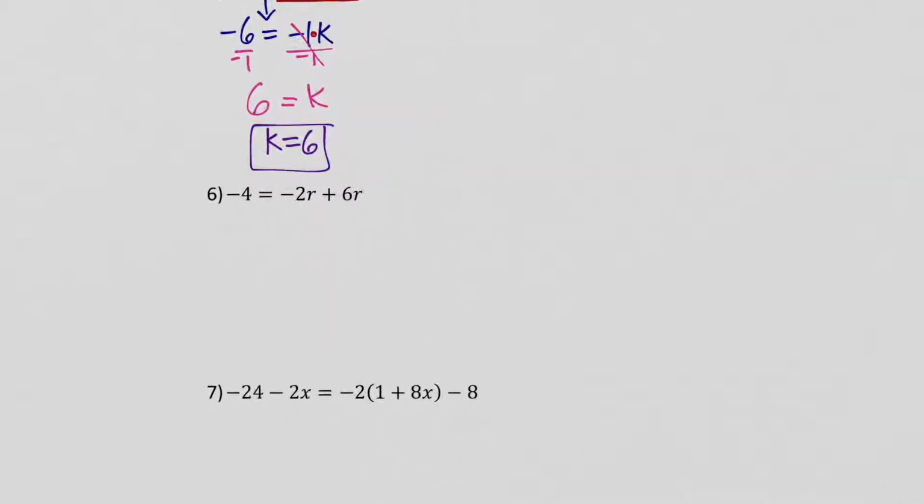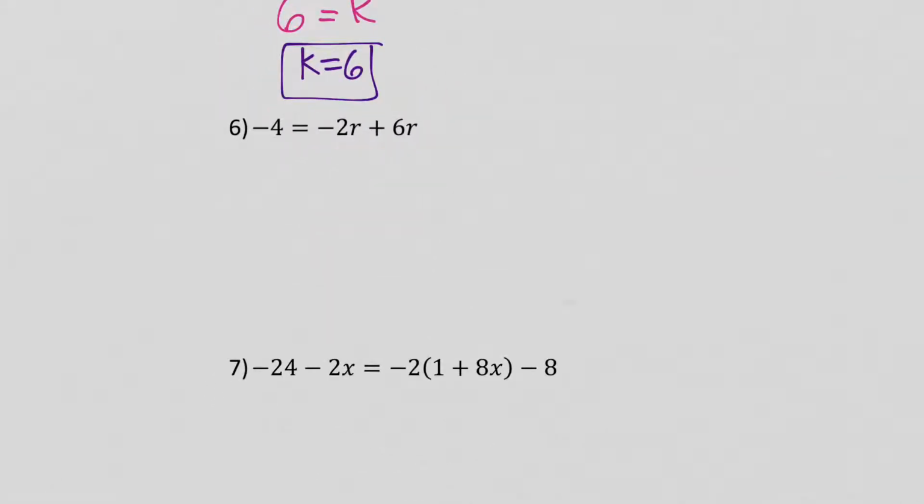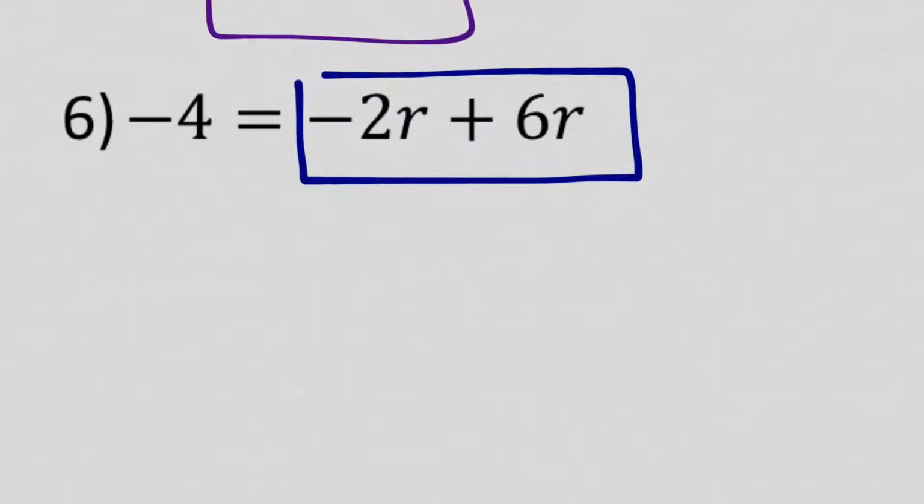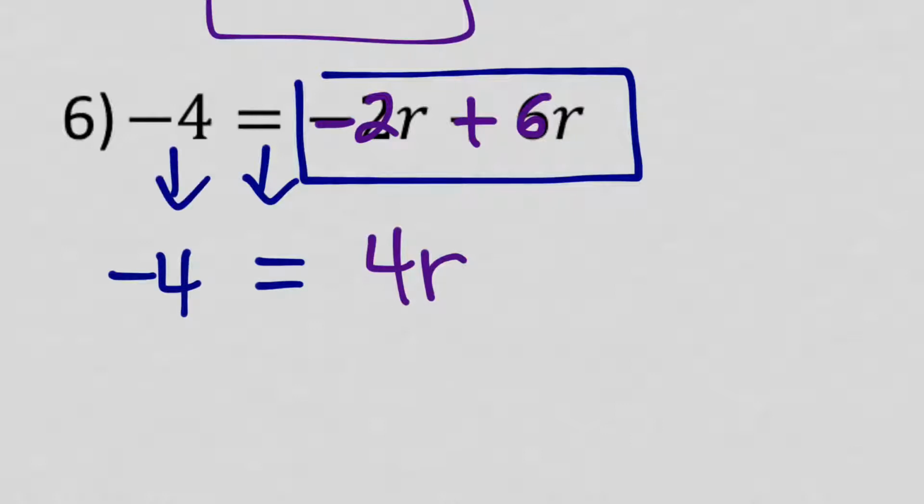Okay? Number 6. Don't forget, you can pause the video. On the right side, I'm going to combine like terms again. Both of these have an r. So because they both have an r and they're on the same side of the equal sign, I can combine them. So negative 2 plus 6 will give me positive 4r. They have different signs, negative, positive, so I subtract 6 and 2, and that gives me 4. My sign stays positive because 6 is bigger than 2, and 6 is positive. I bring down the equal sign, and I bring down the negative 4.